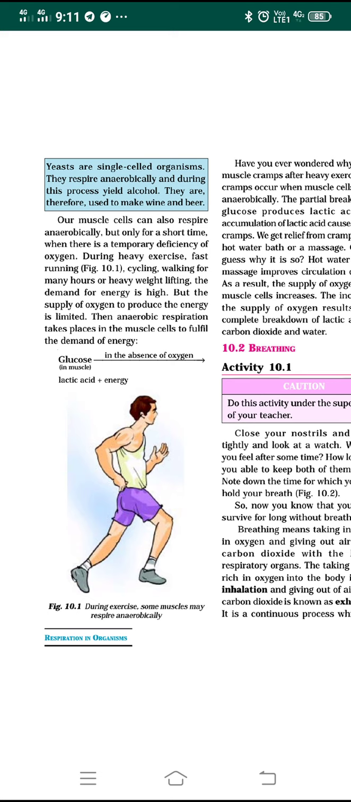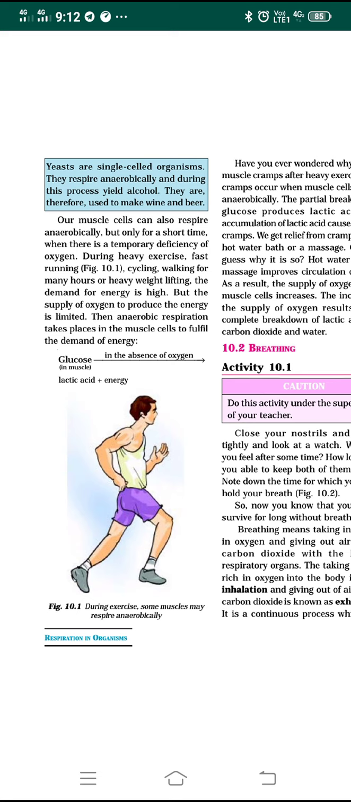Then let's move on to the next concept, that is muscle cells. Dear students, our body cells do not undergo aerobic respiration all the time. There are some situations wherein our body cells need to undergo anaerobic respiration for a short period of time. Our muscle cells can also respire anaerobically, but only for a short period of time. Let's see when.